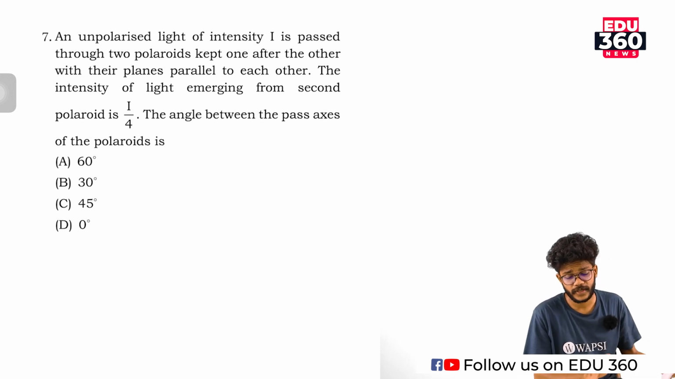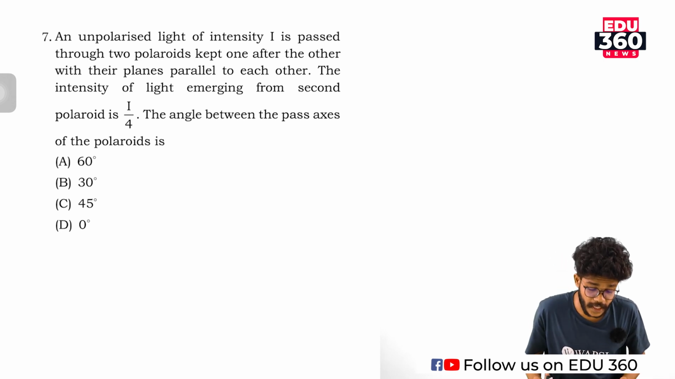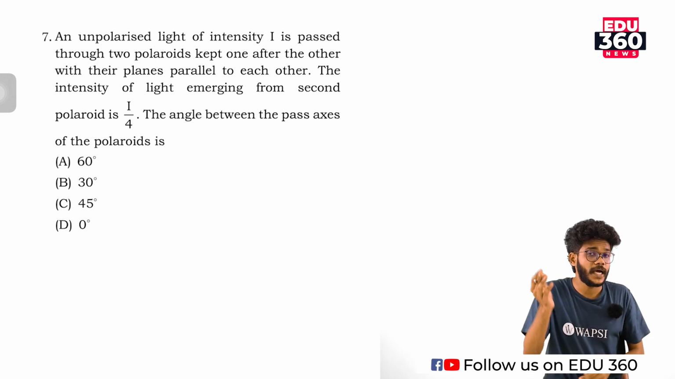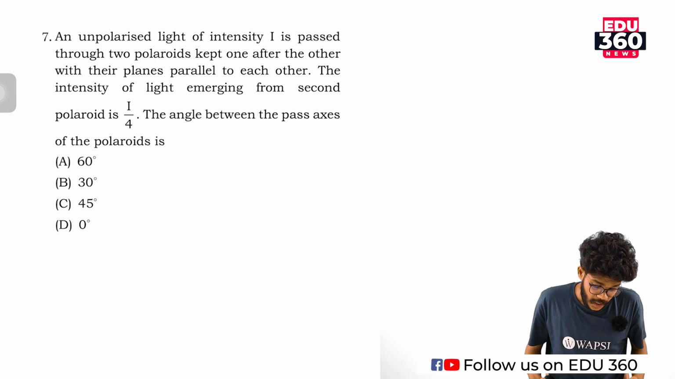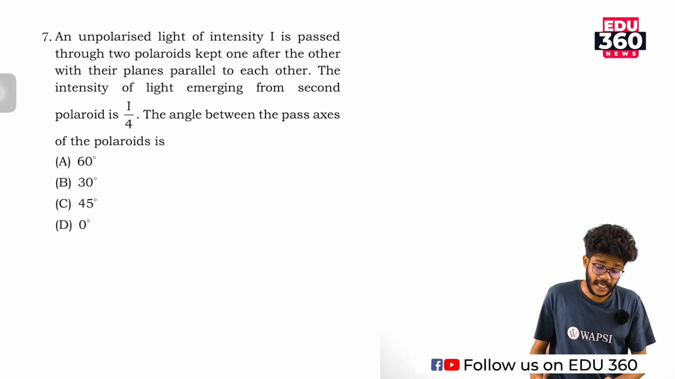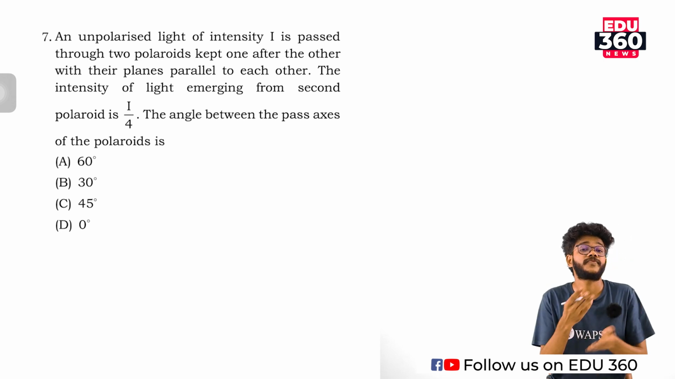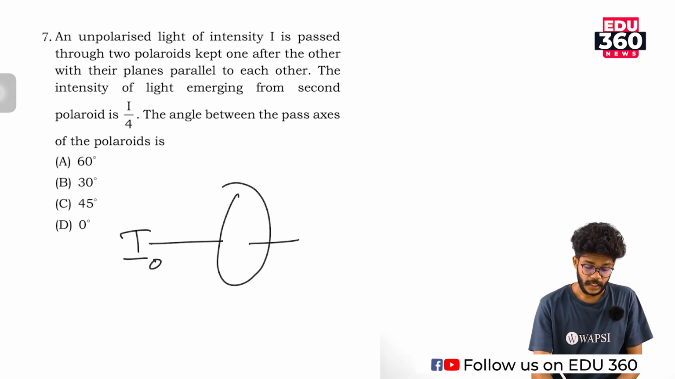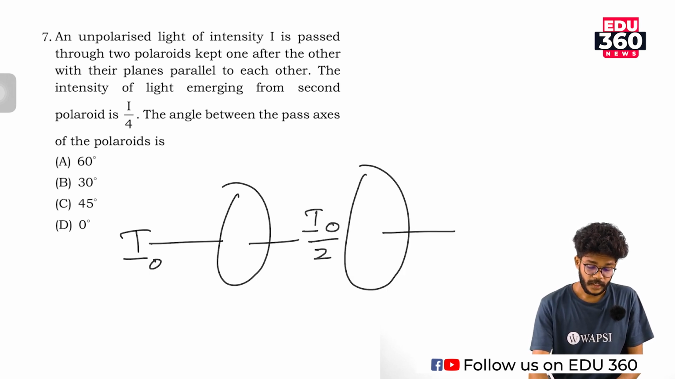An unpolarized light of intensity I is passed through two Polaroids kept one after the other. After the first one, the intensity will be I by 2. You know that. The intensity of light emerging from the second Polaroid is I by 4. We want to find the angle between them. So let this be I0 and this be the first Polaroid, and the intensity will be I0 by 2, and with the second Polaroid, this will be I0 by 4.